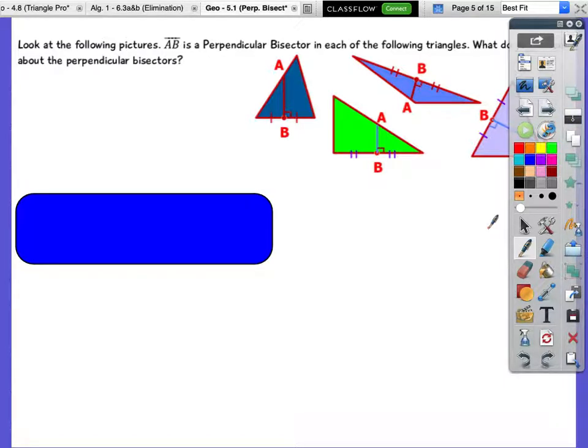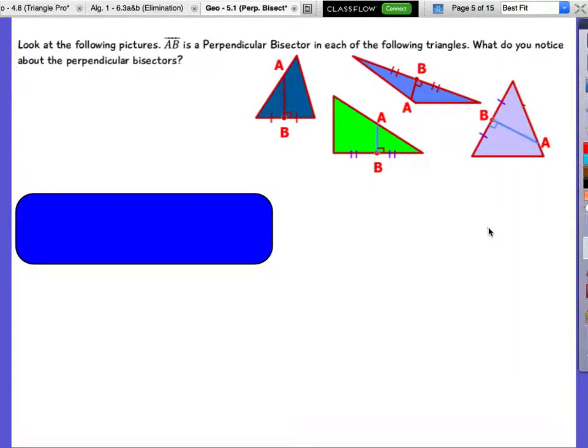Look at the following pictures. Segment AB is the perpendicular bisector of each of the following triangles. What do we notice about the perpendicular bisectors here? They're all in the middle. They're not necessarily in the middle of what? They're in the middle of the segment. They're not necessarily going through a vertex, are they? No. They're not necessarily going through a vertex.